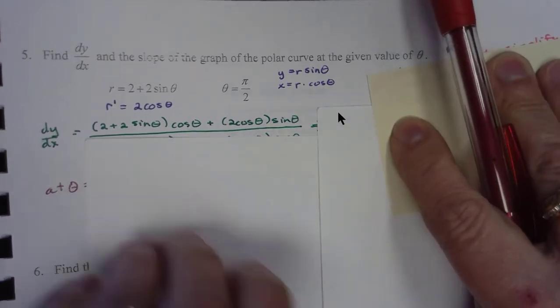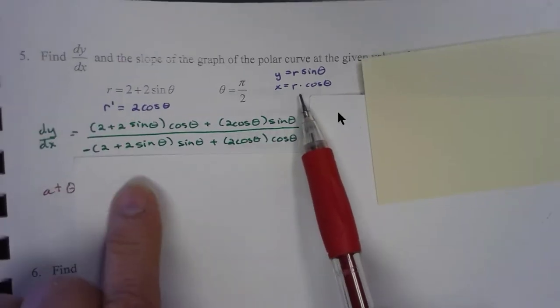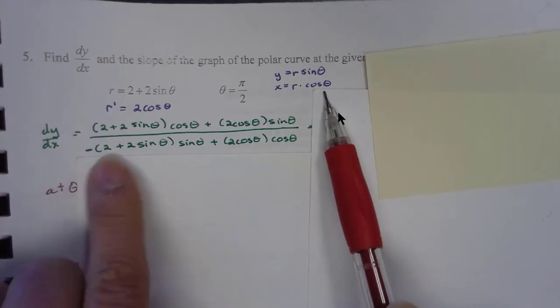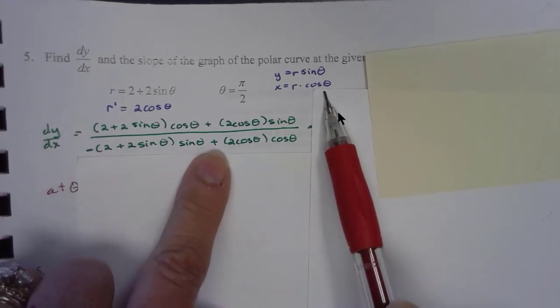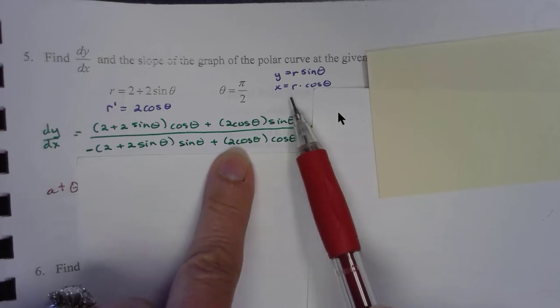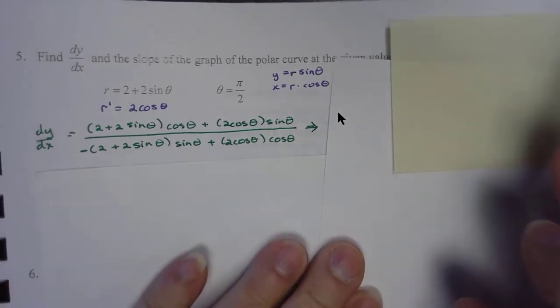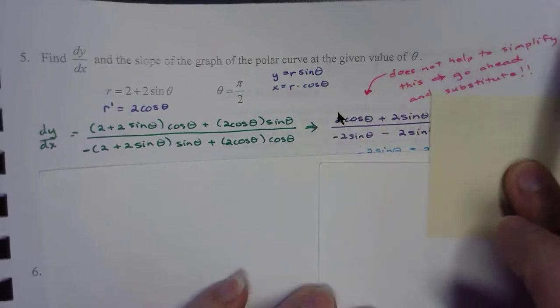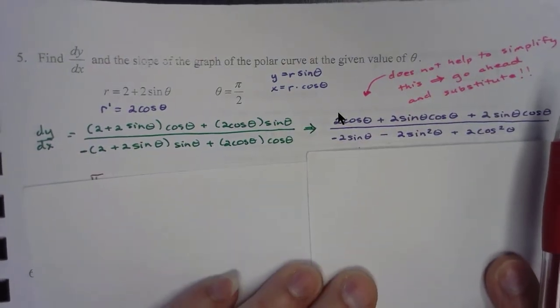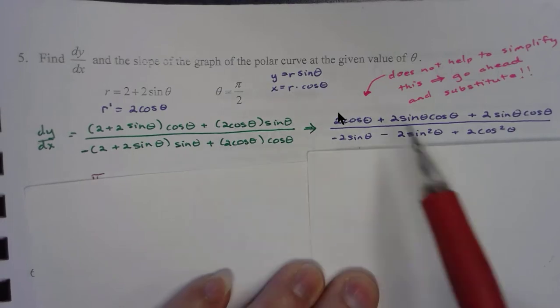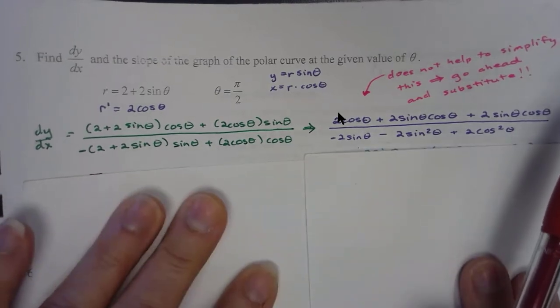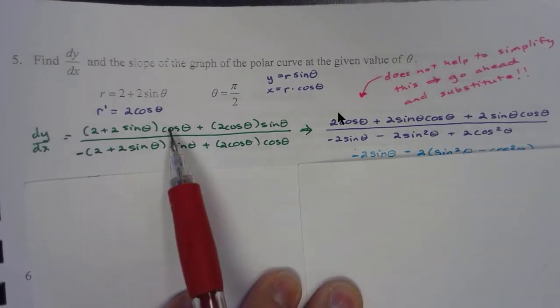Denominator is dx d theta. R times the derivative of cosine, which is negative sine, plus cosine times the derivative of r prime. Now I do have to say, this isn't going to simplify any better. You can't do a lot with it. What we can do here is recognize that I can distribute the cosine.